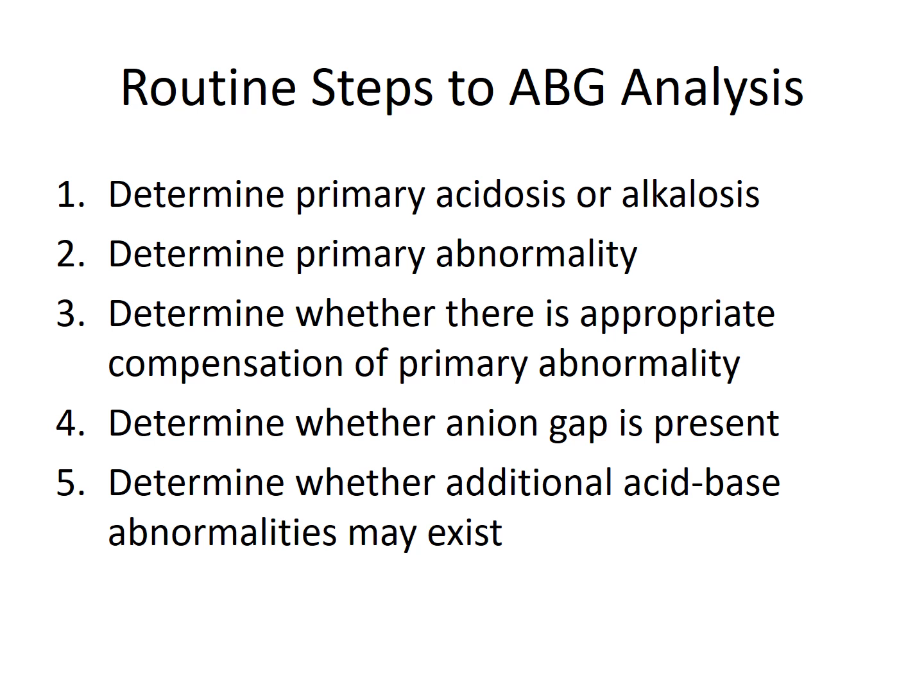Okay, on to the steps. Step 1. Determine whether the primary abnormality is fundamentally an acidosis or an alkalosis. Step 2. Determine the type of primary abnormality in the ABG. Step 3. Determine whether there is appropriate compensation and, if not, what type of abnormalities are in the ABG. Step 4. Determine whether an anion gap is present. Step 5. Determine whether you also have a tertiary abnormality.